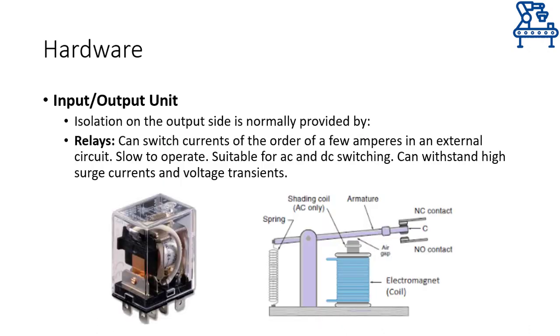The simplest of such devices is an electromechanical relay. It can easily switch currents of the order of a few amperes. However, it relies on mechanical closing and opening of switches, hence it is slow to operate. And as it physically provides isolation between two circuits, it can withstand high surge current and voltage transients both for AC and DC circuits.